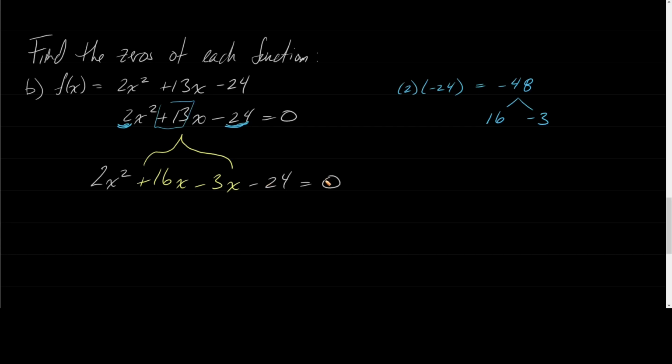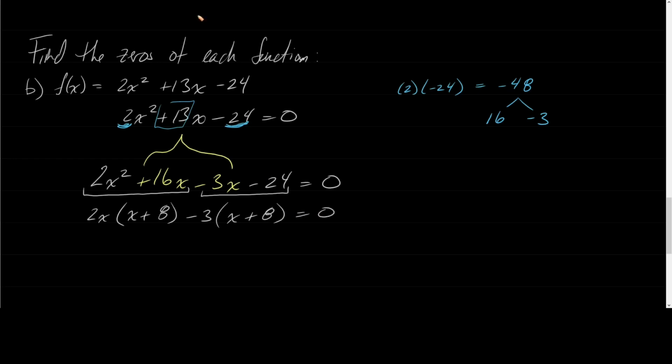The next thing I'm going to do is group the first two and the last two. From the first two, what can I factor out? I can factor out a 2x, and we're left with x plus 8. From the second two, what can I factor out? Well, they're both multiples of 3 and they're both negative, so I can take out a negative 3, and I'm left with an x plus 8. Negative 3 times positive 8 is negative 24. Set that equal to 0.